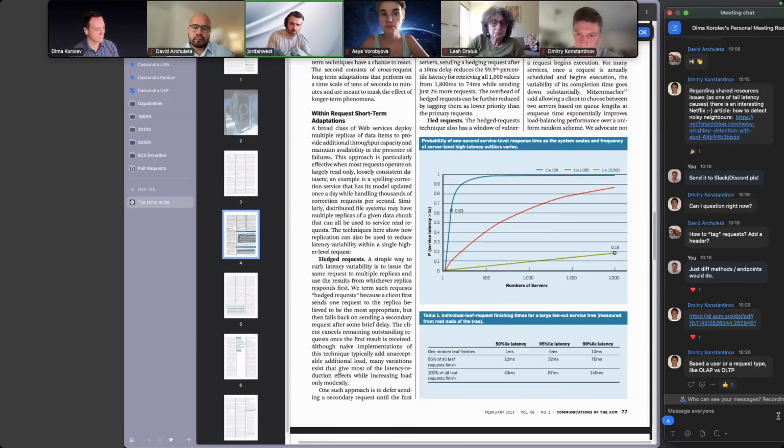So hedging is not good when the request is expensive, and I would say this is still an area of research. I've had two incidents in the last 12 to 18 months where the requests were too expensive and hedging exacerbated the problem.